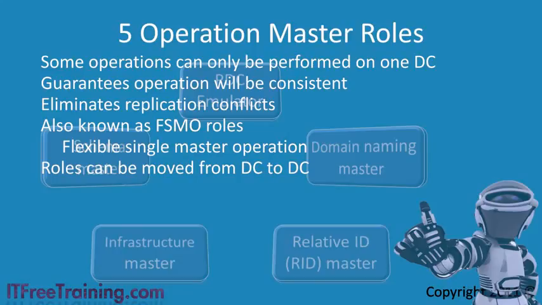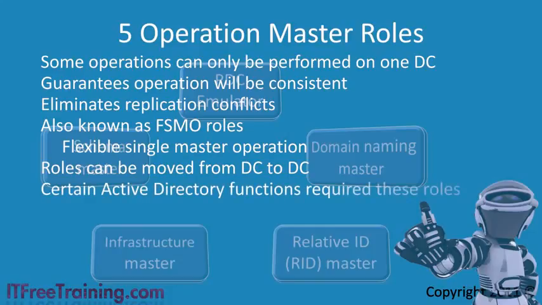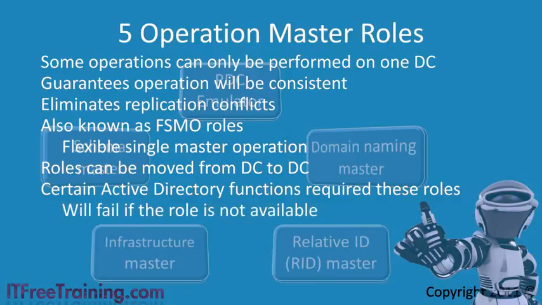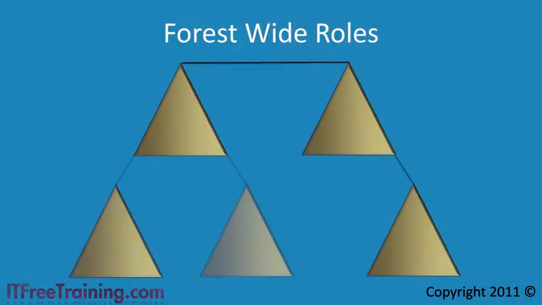When deciding which domain controllers these roles should be on, it is important to ensure that they are available when required. If an operational master role is not available, certain Active Directory operations can fail. Depending on the operational role, it may affect either a single domain or the entire forest. I will start with the forest-wide roles, of which there are 2.